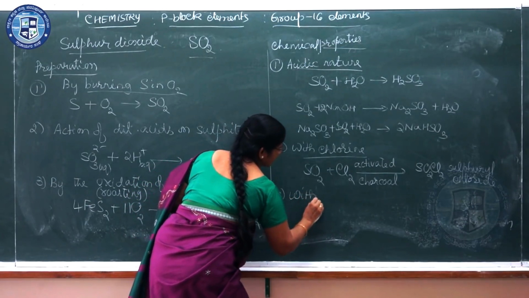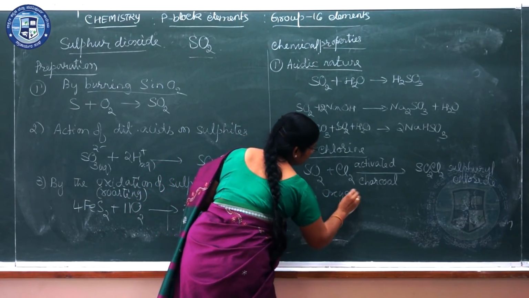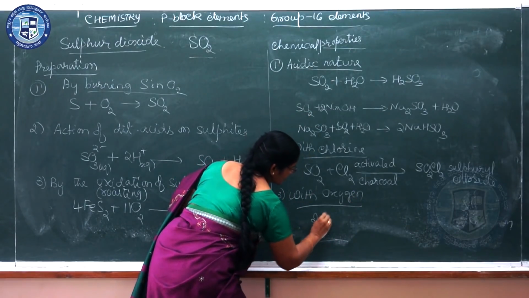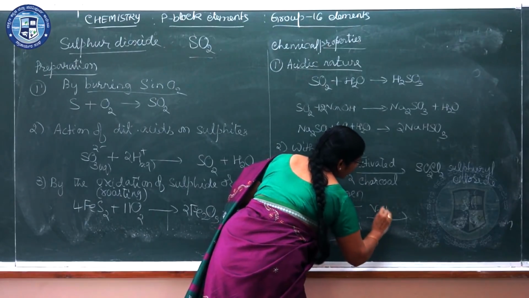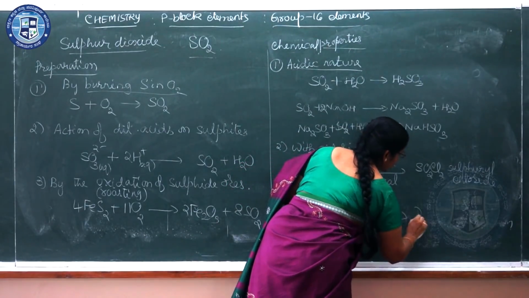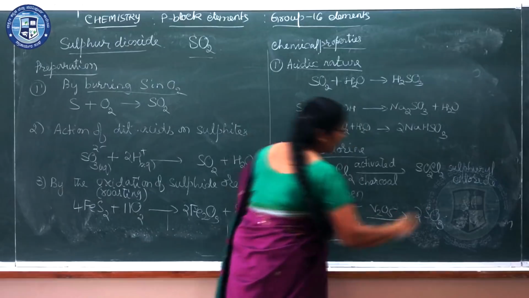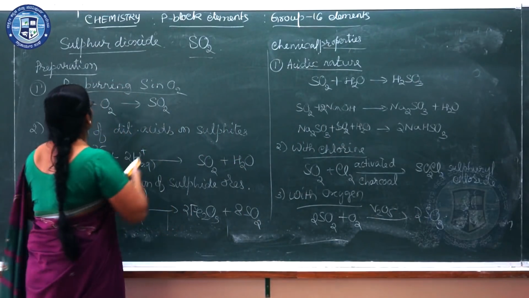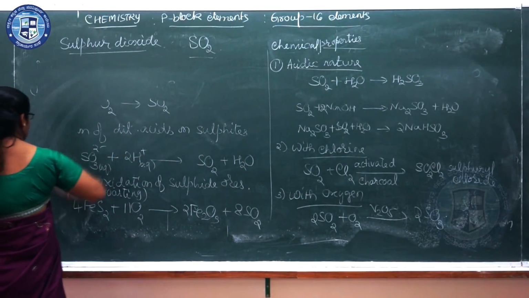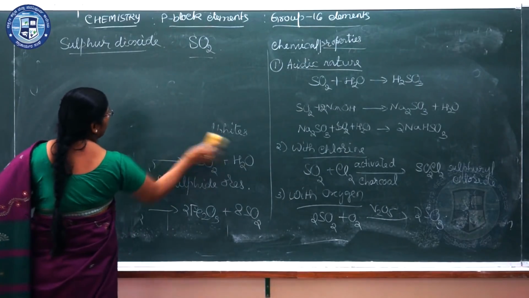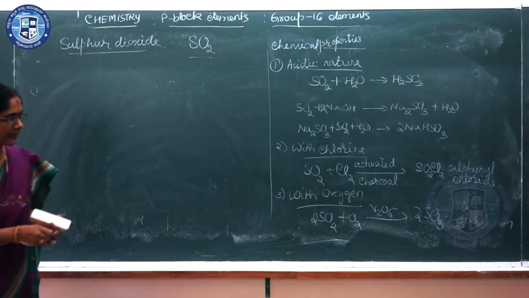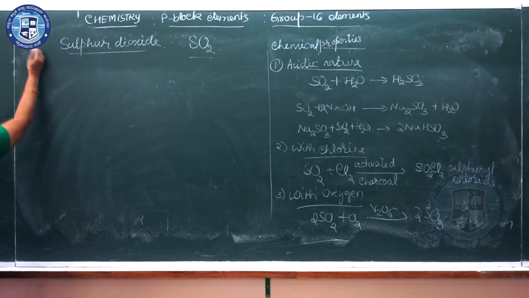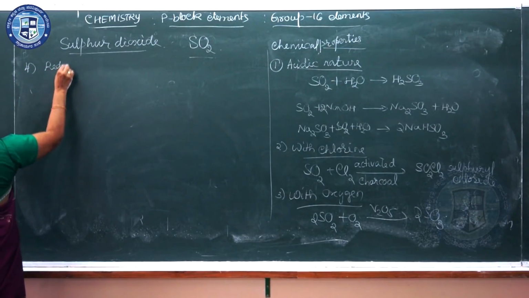Then oxidation, that is reaction with oxygen. Sulfur dioxide is catalytically oxidized by oxygen in the presence of vanadium pentoxide catalyst, and it gives sulfur trioxide. So the reaction of sulfur dioxide with oxygen at elevated temperatures in the presence of vanadium pentoxide catalyst will give you sulfur trioxide. The next property is reducing property.